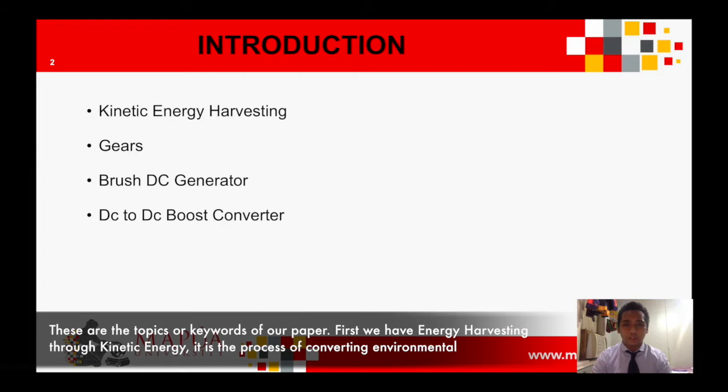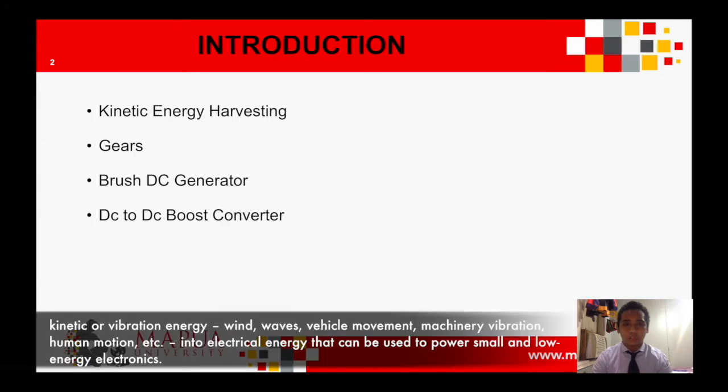First, we have energy harvesting through kinetic energy. It is the process of converting environmental kinetic or vibration energy like wind, waves, vehicle movement, machinery vibration, human motion, etc. into electrical energy that can be used to power small and low energy electronics.